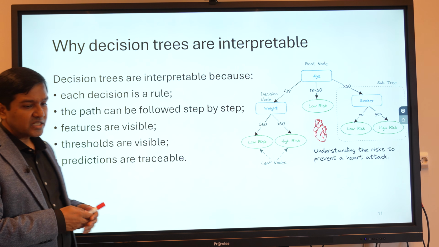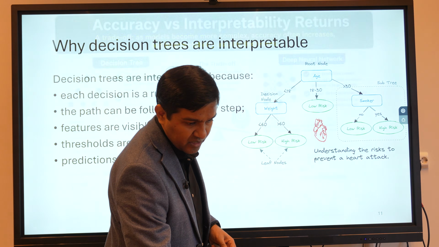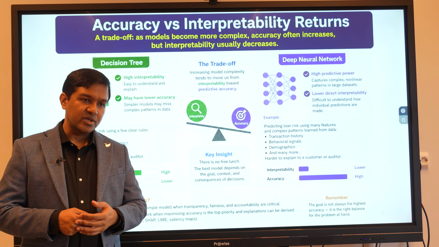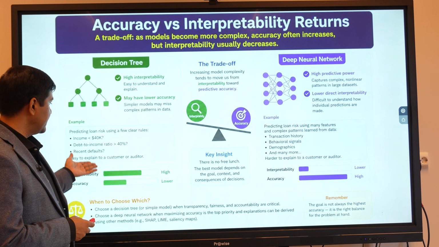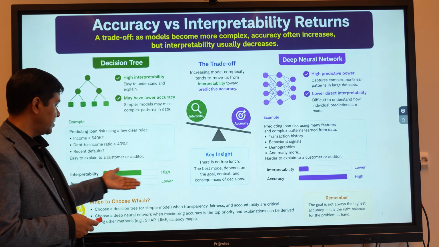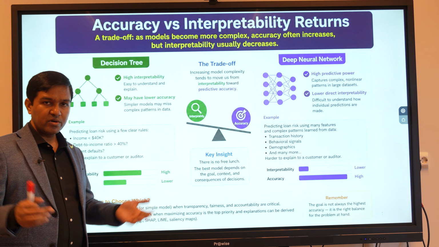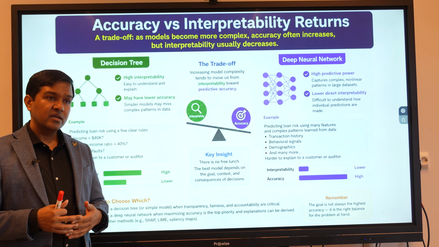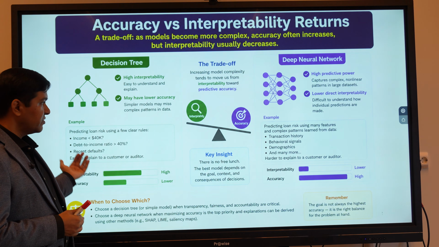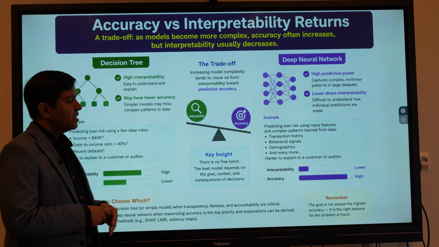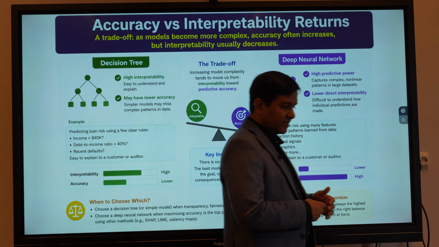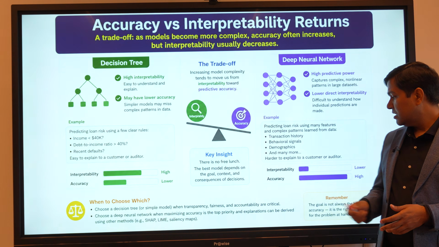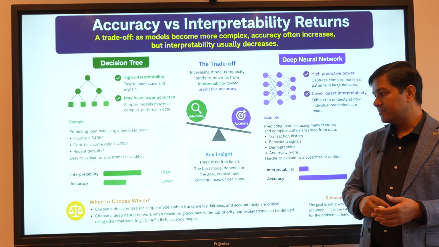So that's why decision trees are a very interpretable approach. Now we know that decision trees are interpretable, highly interpretable. But if the domain becomes complex, the model becomes complex, then the accuracy of decision trees starts reducing. While a deep neural network can give high accuracy for more complex problem statements and data, the interpretability is very low.